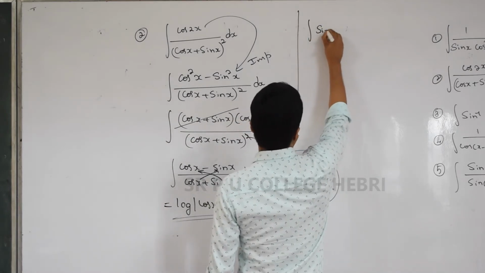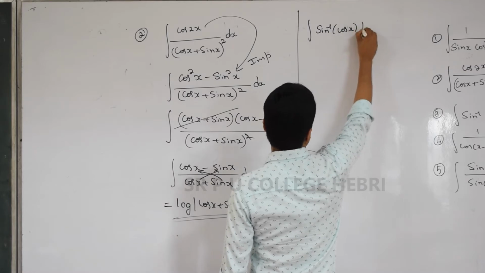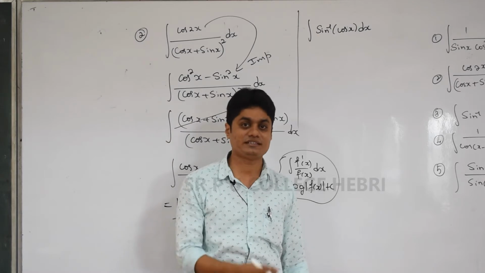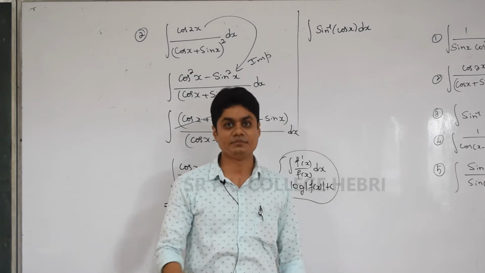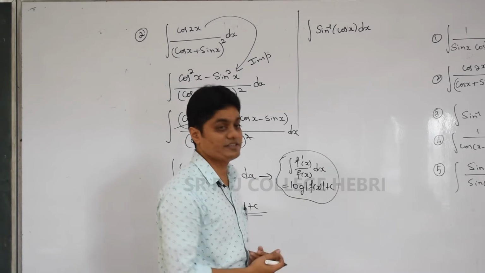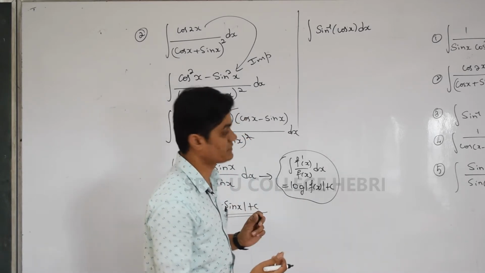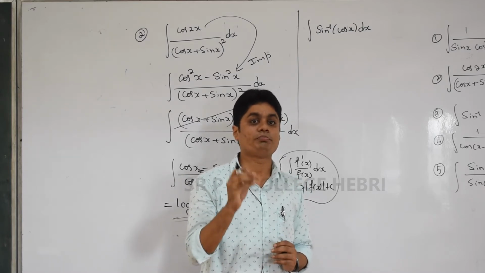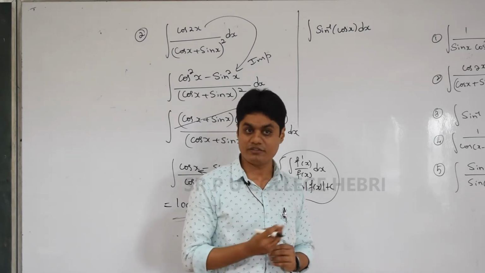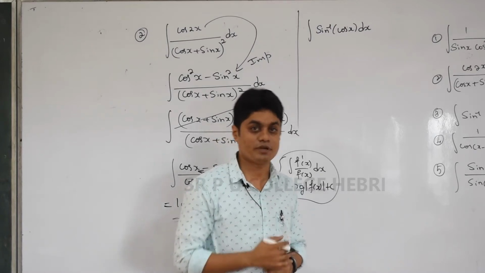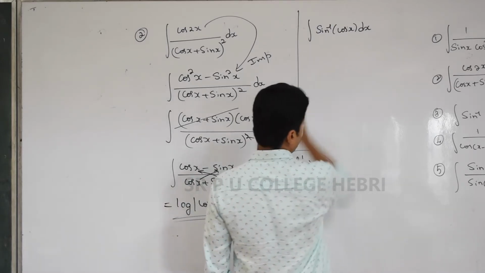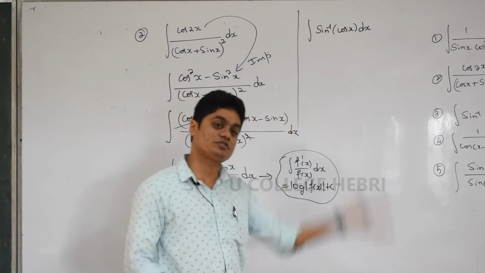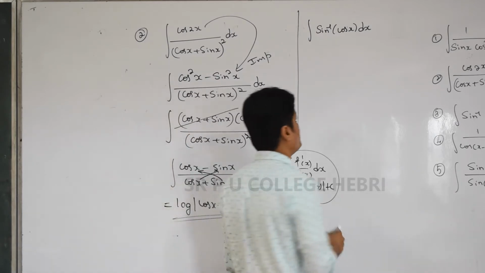Integration of sine inverse of cos x. It's a composite function, but outside you don't have the differentiation of cos x. If the differentiation of cos x were present outside, this would be simple, but it is not there, so directly you cannot solve. But here you can use one property of inverse trigonometric functions. Do you remember sin inverse of cos x or cos inverse of sin x? Can you give me that formula?